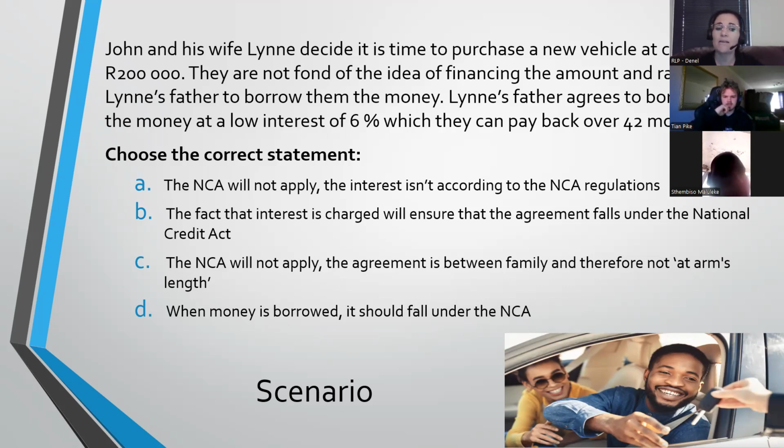Option A says the National Credit Act will not apply because the interest isn't according to the regulations. Option B says the fact that interest is charged will ensure that the agreement falls under the National Credit Act. Option C says the NCA will not apply because the agreement is between family and therefore not at arm's length. And option D says when money is borrowed, it should fall under the NCA. Which one do you guys pick?